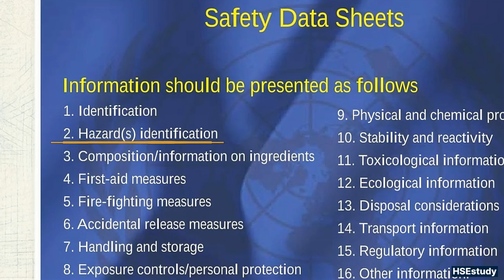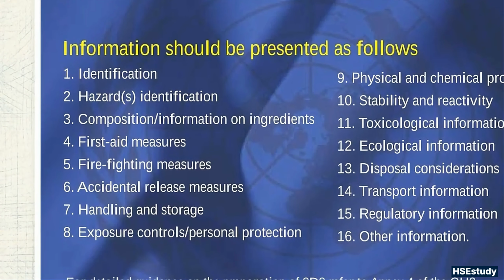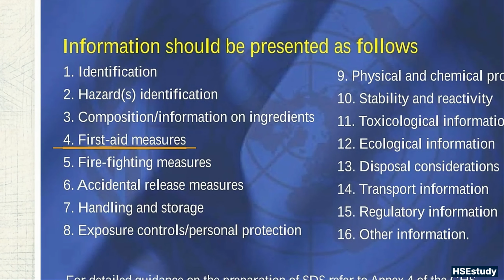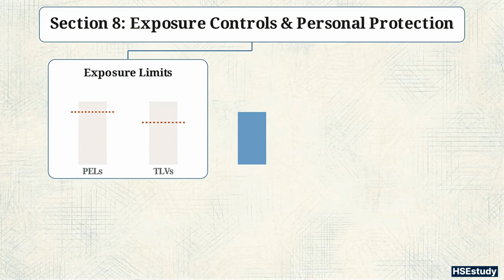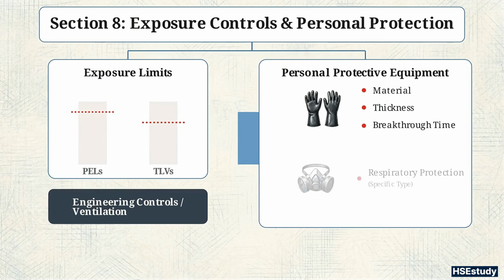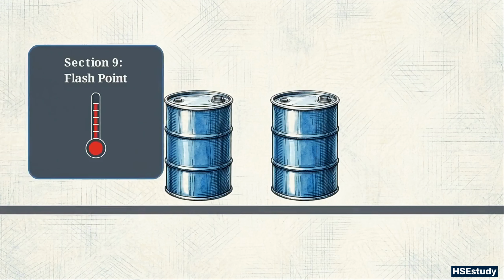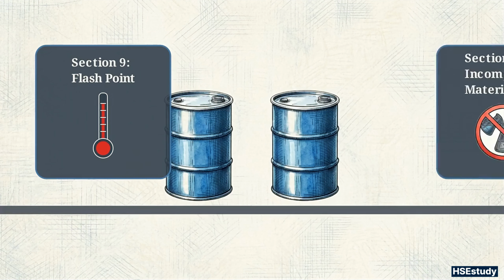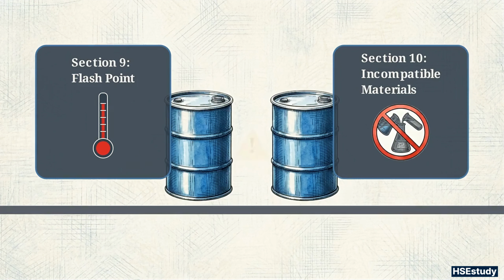Looking closely at Section 2, you will find the exact GHS classifications and pictograms. If an exposure occurs, Section 4 dictates the precise first aid response required based on the route of exposure. Section 8 is vital for daily operations. It outlines permissible exposure limits and specifies the exact thickness and material of the gloves or respirators required to handle the substance safely. As an operational rule, always cross-reference Section 9 for a chemical's flashpoint and Section 10 for incompatible materials.